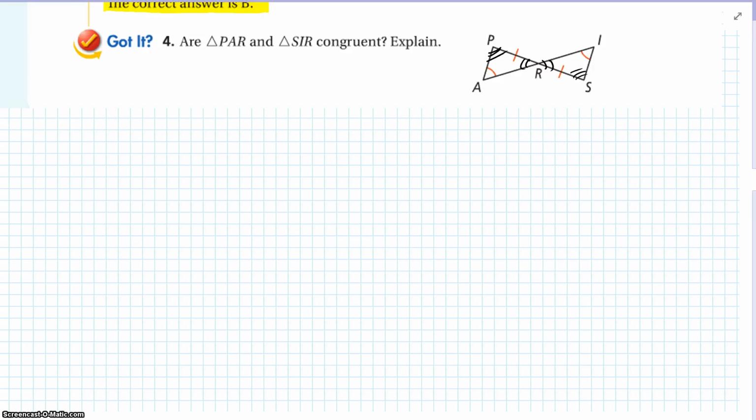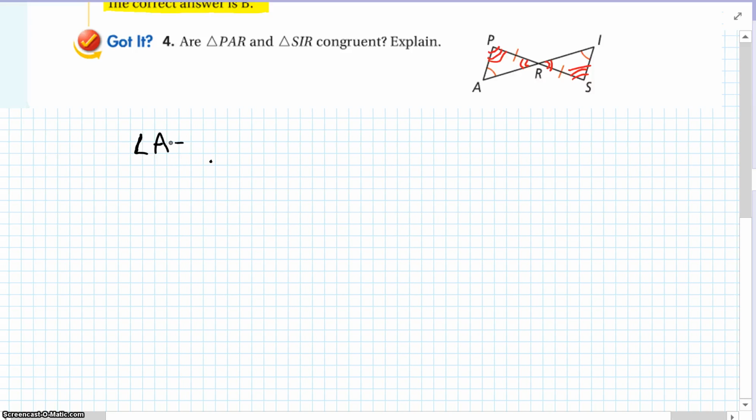All right. Are triangles PAR and SIR congruent? Okay, so let's look. I know this angle and this angle are congruent, don't I? I also know this angle and this angle are congruent. So let's write this out. Angle A is congruent to angle I. That's given.